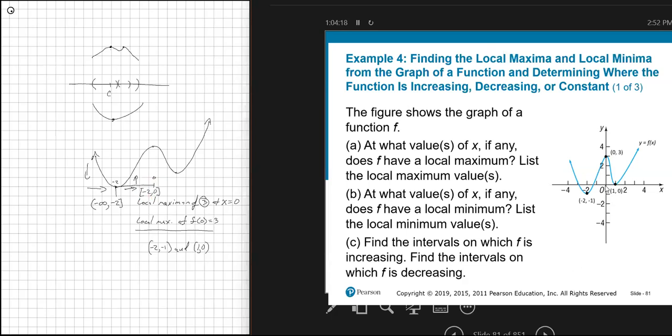And then from 0 to 1, the function is coming back down again. So on the interval from 0 to 1, the function is decreasing again. Here it was decreasing, here it was increasing, here it's decreasing again. And then the last interval starts at 1 and goes to positive infinity, because the function continues to grow forever that way. So here again it's going to be increasing.